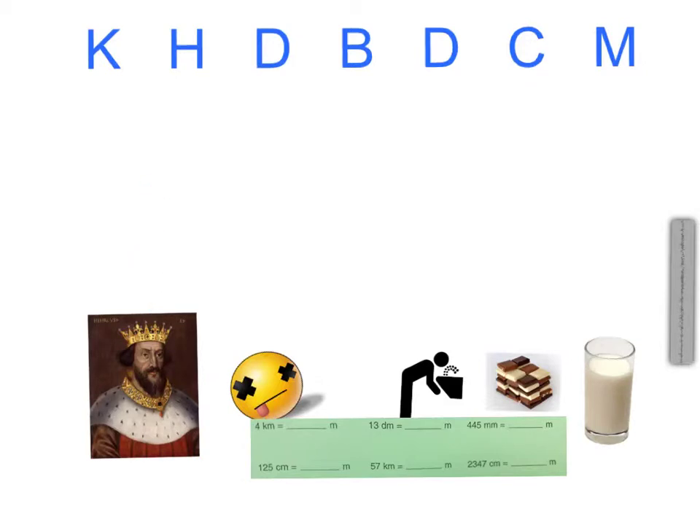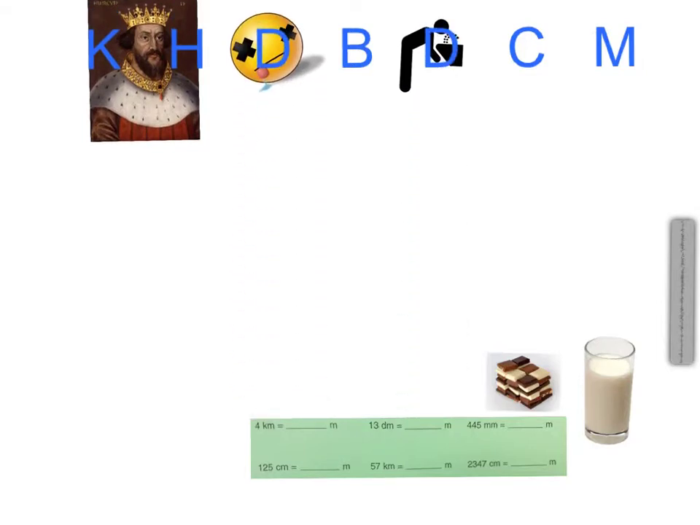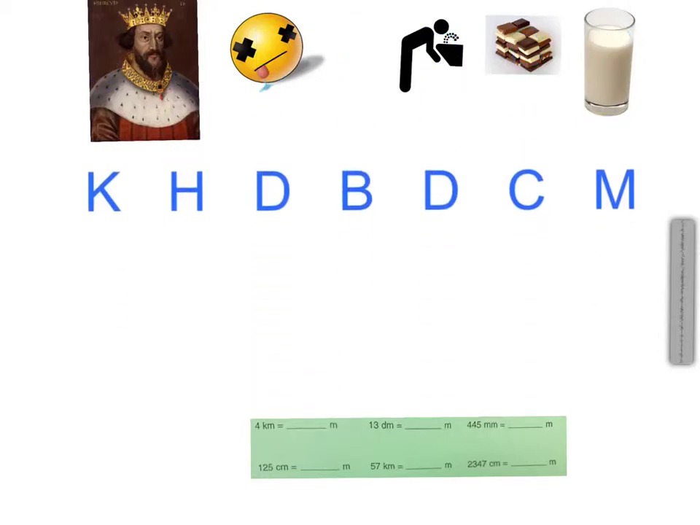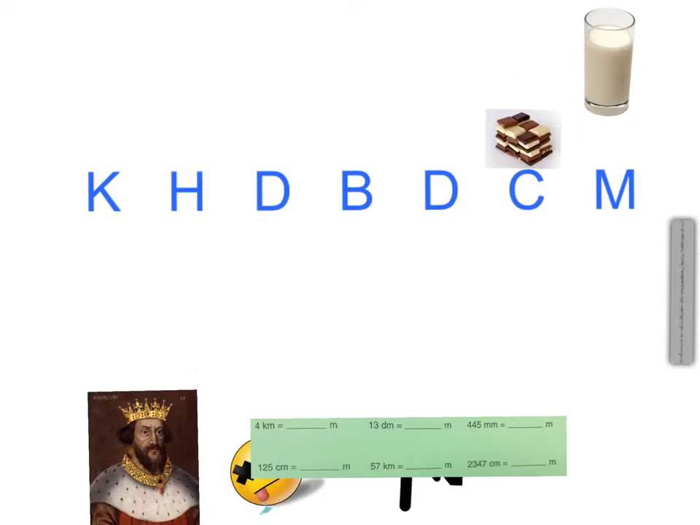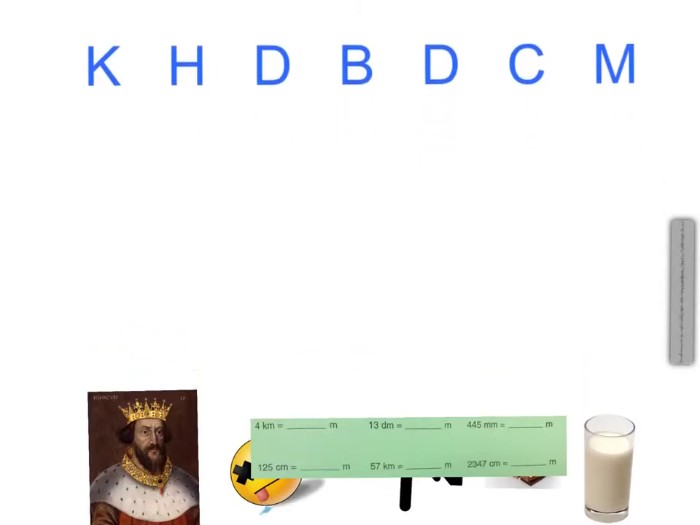So, the mnemonic that we use is King Henry died by drinking chocolate milk. Now, this should help you. King Henry died by drinking chocolate milk. You say it over and over a couple times, and you'll remember it. Then, as soon as you get a test, you can write down your KHDBDCM by remembering that King Henry died by drinking chocolate milk.